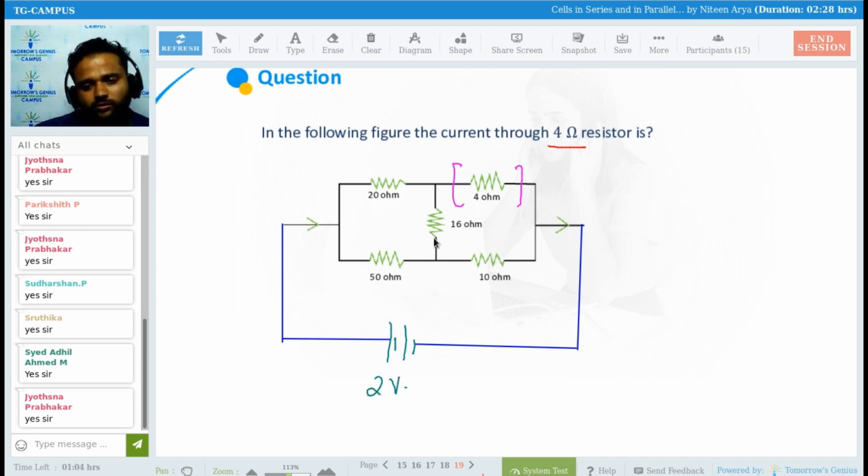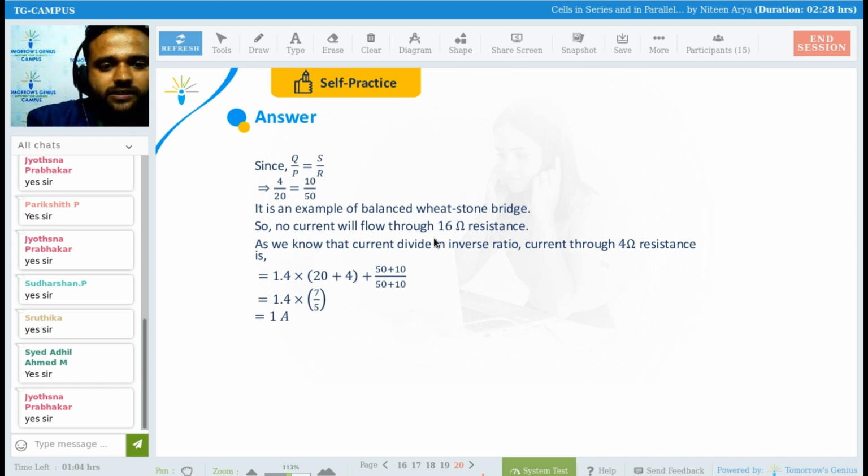So then the condition is going to be okay. Again, this is a Wheatstone bridge balance condition. You can see that 20 by 4, which is 5, and 50 by 10, which is 5 again. So this condition fulfills I equals 0, and then that is going to be an easy one. Since P by Q or Q by P equals S by R, 4 by 20, 10 by 50, which is obviously 1 by 5 or 1 by 5. You can write it down in this way.